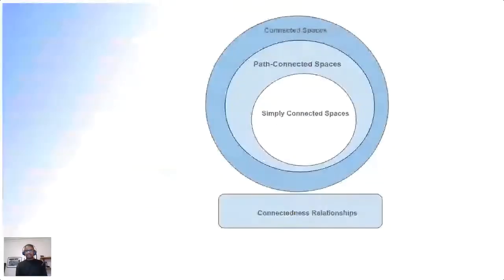And here's how these things are nested together, just to help you picture them. Obviously, path connected implies connected. In the same way, simply connected implies path connected. Okay, so this is how these concepts are related. Hopefully this gives you a picture of these different notions of connectedness.